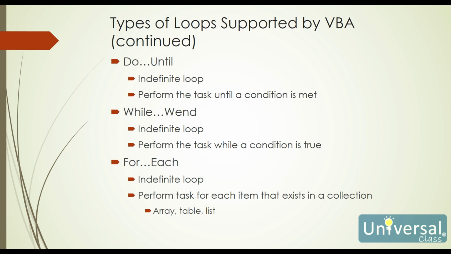We also have a special loop type in VBA, and this is called a for each. The for each is another indefinite loop, but what this one does is it looks at a collection and then it performs a task on each item that exists in that collection. So a collection is going to be something like an array or a table or a list or even a range. So I can say, for each of the cells that exist in this range, do something. And so I don't have to tell it where to start. I don't have to tell it how many times to run. It just simply knows, hey, there are 20 rows, so therefore it's going to perform this task 20 times just because it knows how many rows there are.